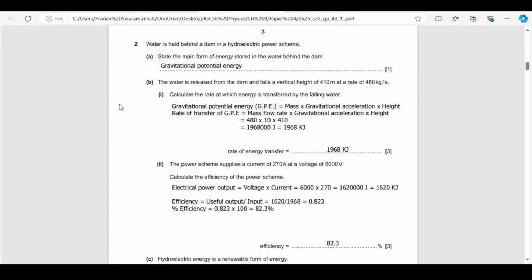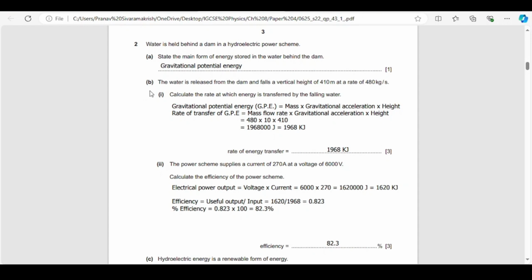So the main form of energy for the water stored behind the dam would be gravitational potential energy, because usually the dam is at a height. The water is released, it usually flows down the dam, and then the gravitational potential energy is converted to kinetic energy of water, and the kinetic energy of water is then transferred to a turbine, and that is generally how dams make electricity. So that is gravitational potential energy.